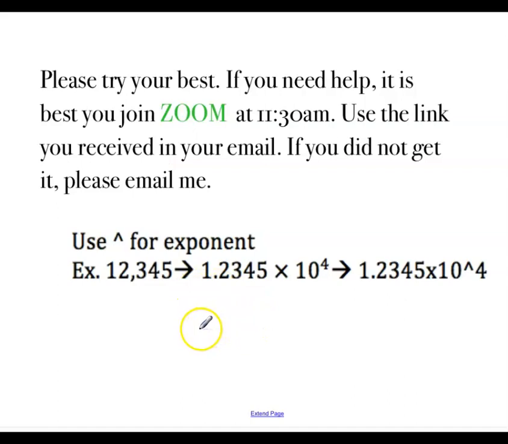Remember, to add or subtract in scientific notation, you have to have the same power.